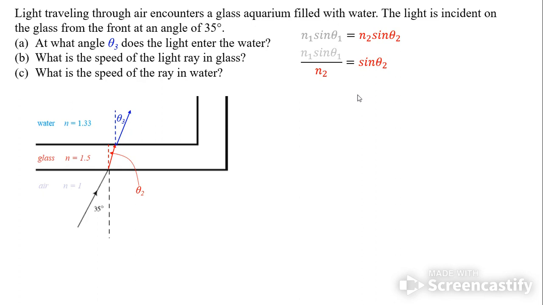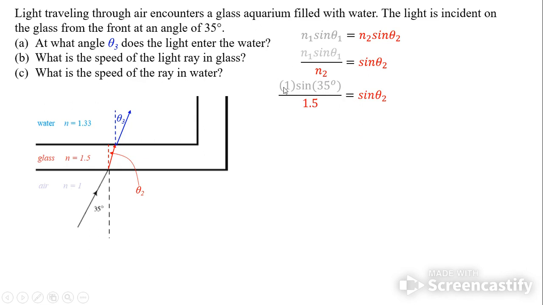So to find theta 2, we first divide both sides by n2. As you see in my work there, n2 got divided, so we'll just move it to the denominator on the left side there of the function. And then to find theta 2, we'll go ahead and plug in all the stuff that we know.